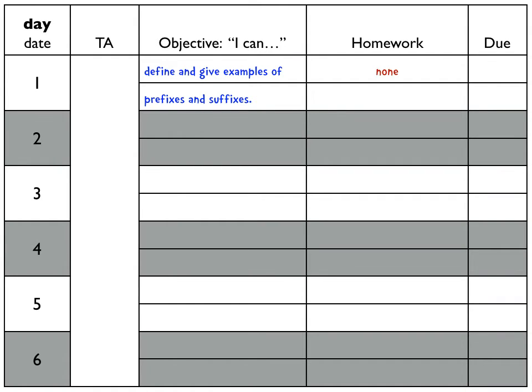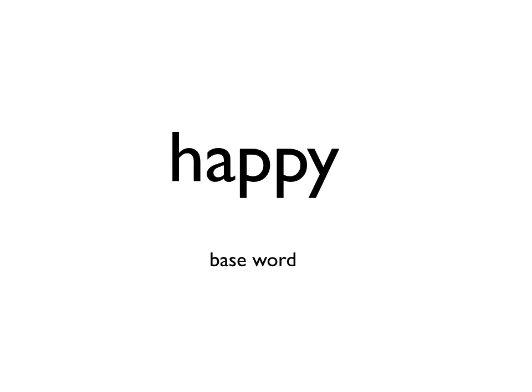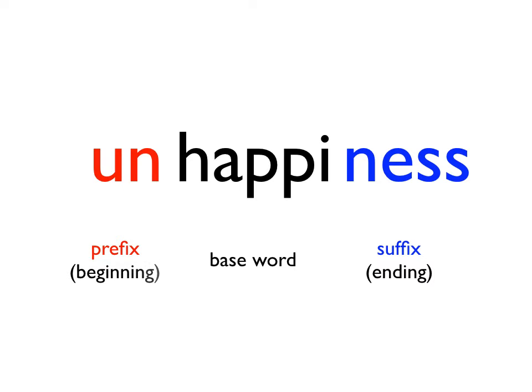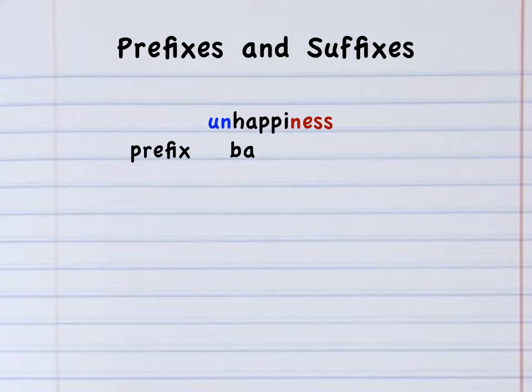Today's objective: I can define and give examples of prefixes and suffixes. So we'll start with the base word, happy. You've probably already learned about prefixes and suffixes. A prefix comes at the beginning, like unhappy, and a suffix comes at the ending, like ness, happiness. Of course, in this case, we'd have to change that Y to an I. So unhappiness. We have the prefix at the beginning, happy is the base, and ness would be the suffix.